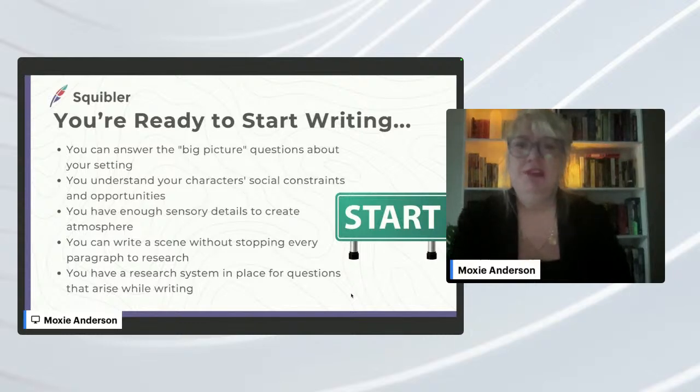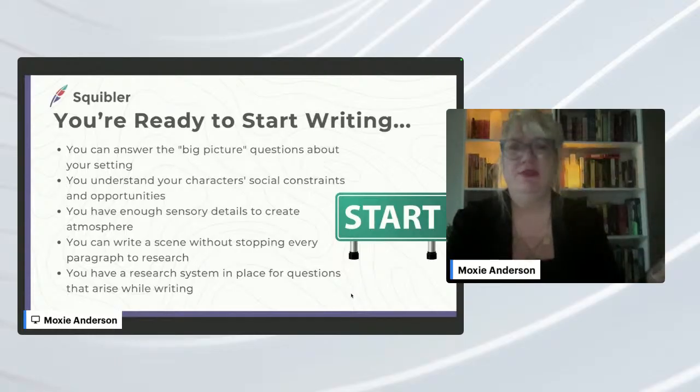You also know you're ready when you can write a scene without stopping every paragraph to research, which you should never do anyway. You should finish a draft and then go back. You should also know that you're ready to start writing if you have a research system in place where you can ask questions that arise during writing. I like to do this by adding comments for myself in Scrivener. There is a comment section where you can leave notes for yourself. So you can stay on pace with your writing and you won't interrupt your plot and your character, but you can make a quick note: make sure I check this, fact check this, and so forth.